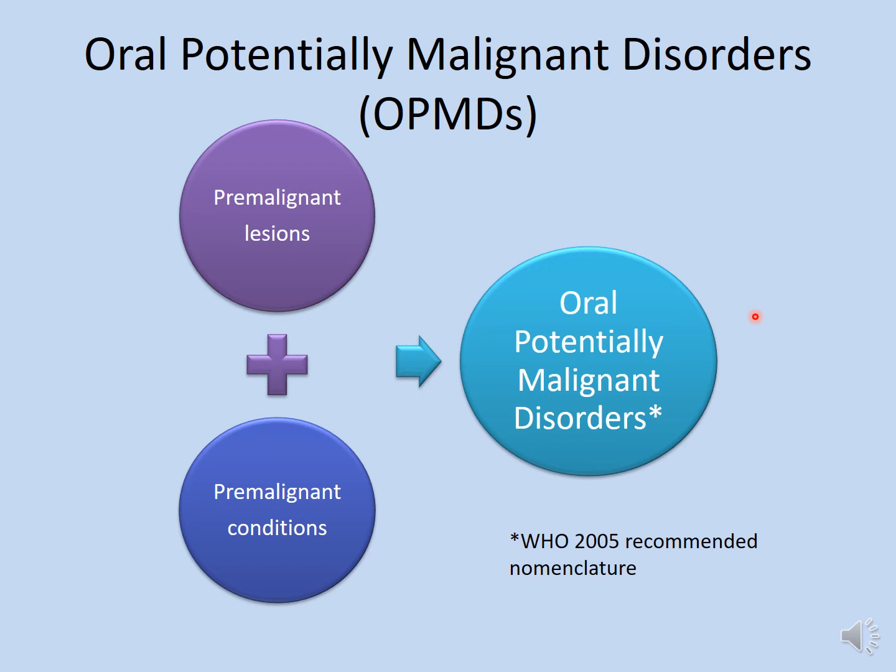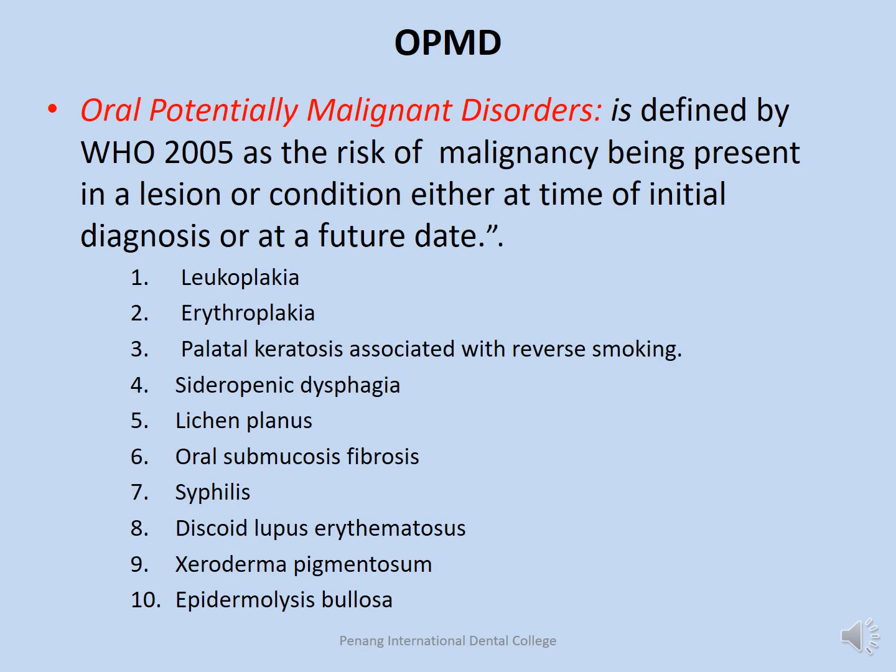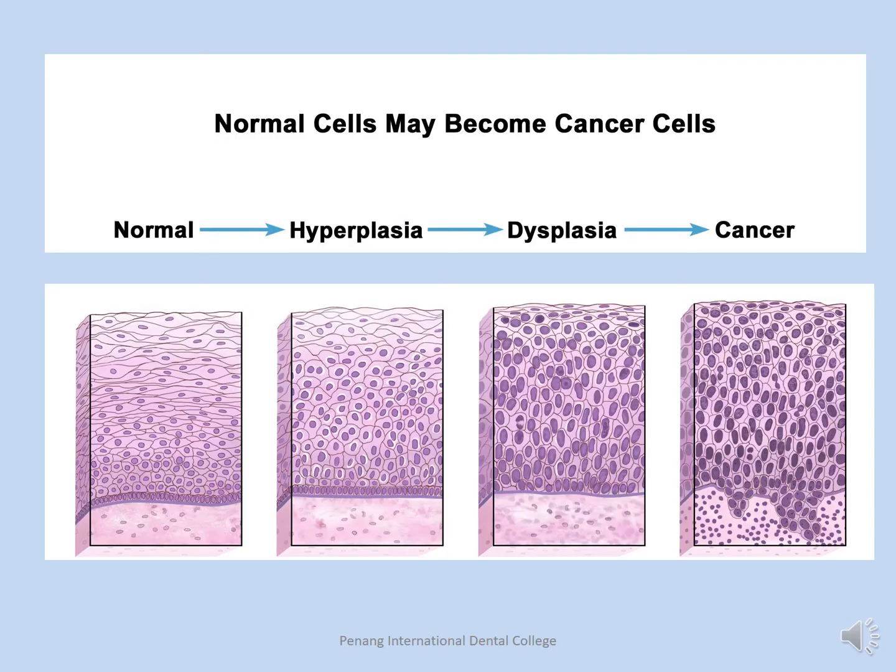This is very important, and the reason why I stress this is that many of the textbooks still do not mention oral potentially malignant disorders and are still categorizing them as malignant and premalignant lesions and premalignant conditions. But we would want you to use the newer terminology. I do understand this is already more than 10 years old, but unfortunately, this is how it is in some books. Oral potentially malignant disorders mean that there is this chance of progression from normal to cancer. So that's what this whole thing is.